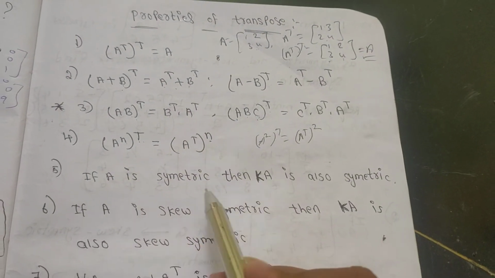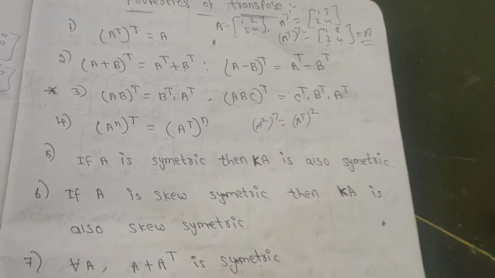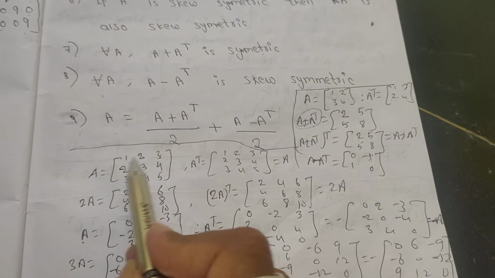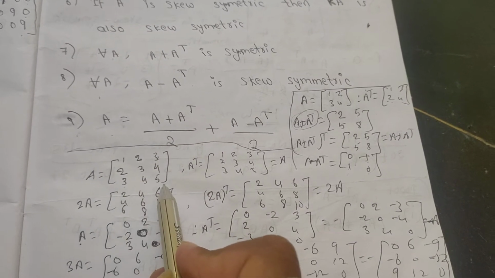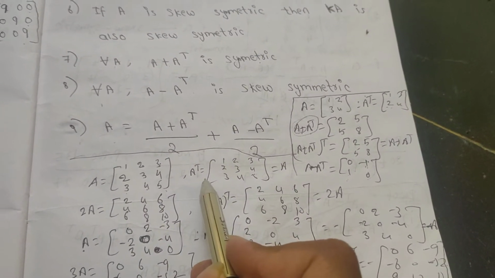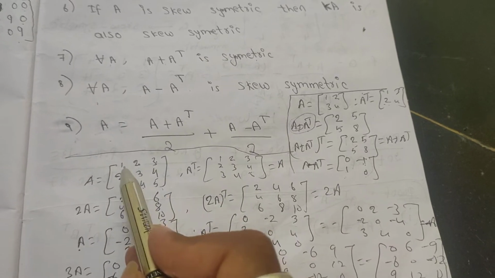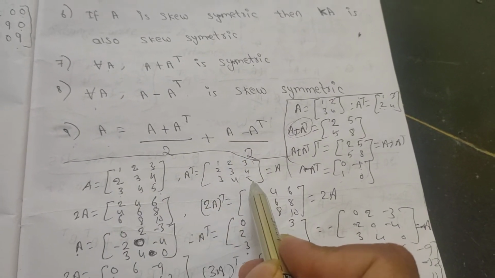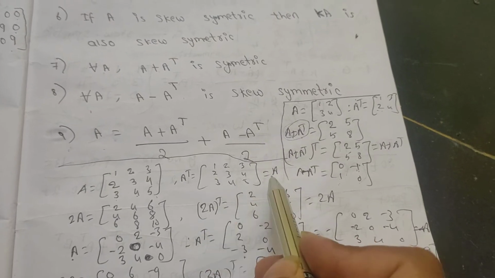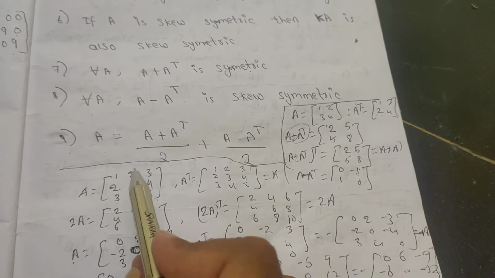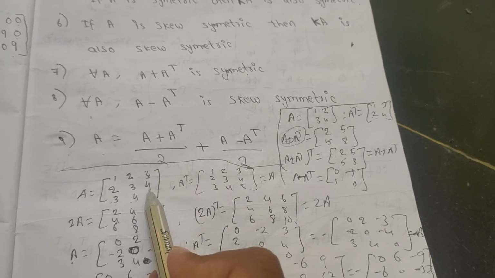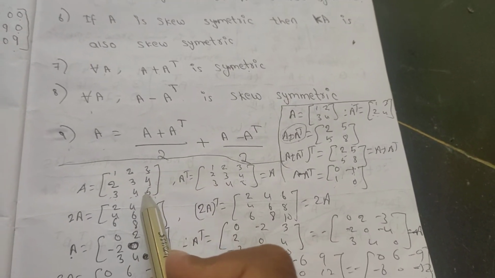Next, if A is a symmetric matrix, then kA is also a symmetric matrix. See one example here. If A is equal to 1, 2, 3, 2, 3, 4, 3, 4, 5. This is a symmetric matrix. Because A transpose, if you go for 1, 2, 3, 2, 3, 4, 3, 4, 5, on transposition, again you get the same matrix. You have observed across the principal diagonal, these two elements, these two elements, these two elements are same. So it is a symmetric matrix.